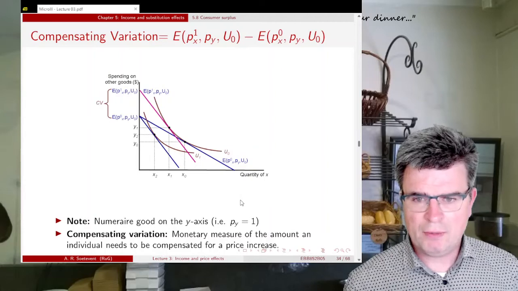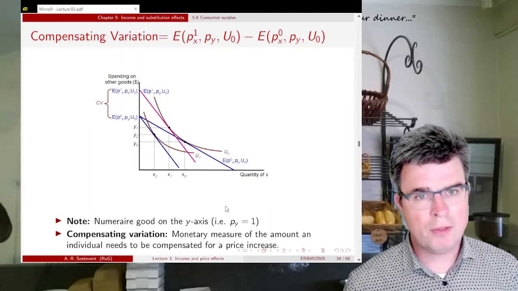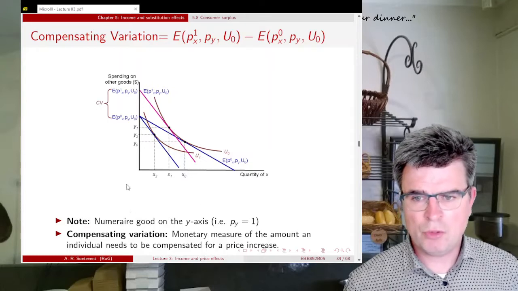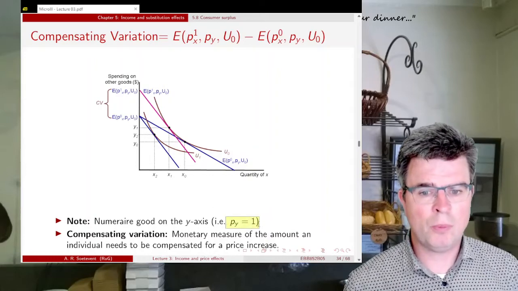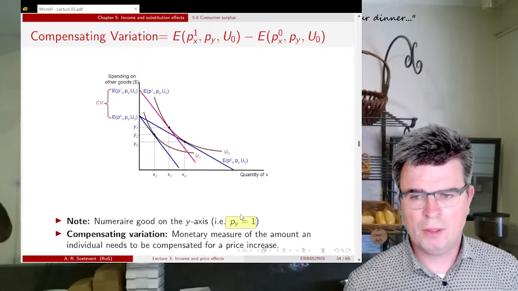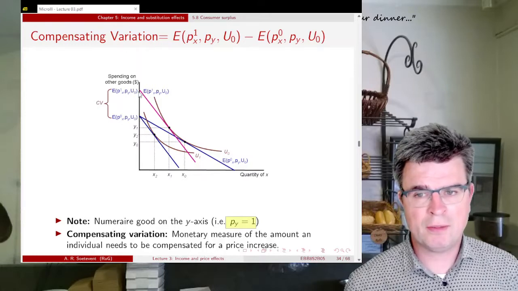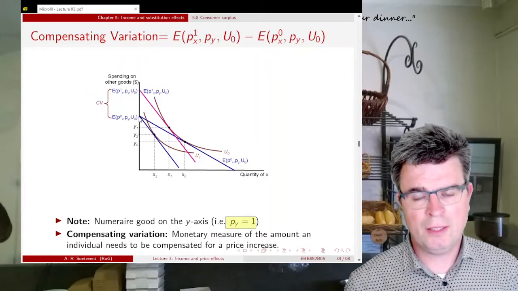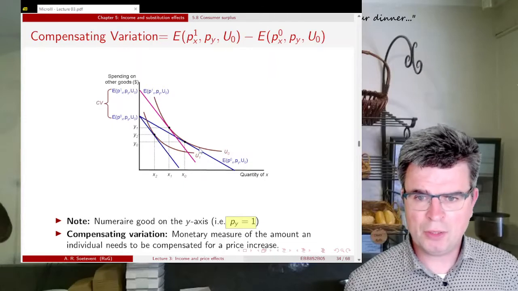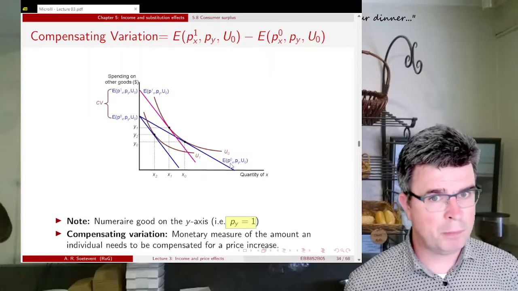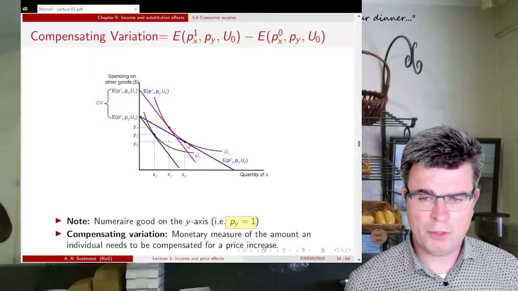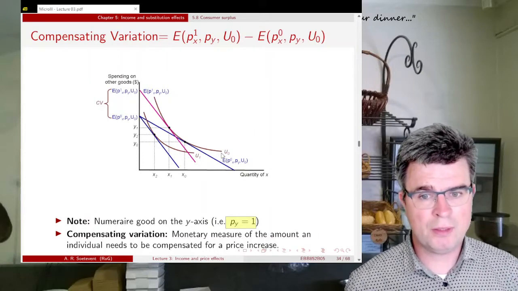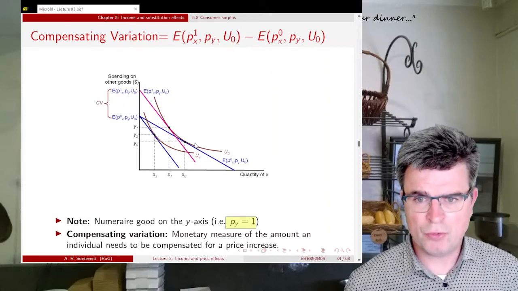So graphically it looks as follows, and note that in order to draw this picture I have a so-called numeraire good on the y-axis, meaning that the price of good Y is set equal to 1. And I do this because then the difference in expenditures is easily depicted as a vertical distance in this graph. So suppose that initially we faced the price of good X P0. At that original level, this was our budget constraint, which enabled us to reach the utility level U0, depicted by this indifference curve over here.